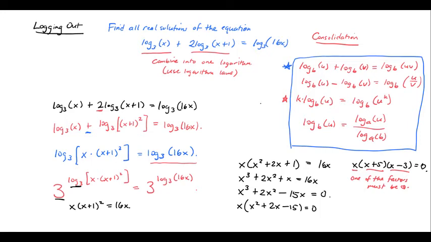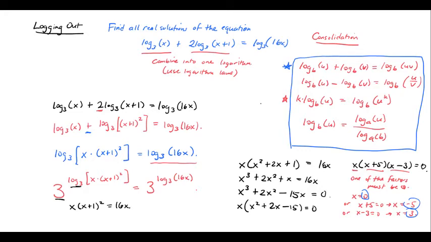Because if I multiply three numbers and get 0, one of them had to have been 0. So I must have x equals 0, or x plus 5 equals 0, in which case x would be -5, or x minus 3 equals 0, in which case x would be equal to 3. So I have three possible candidates for solutions here: 0, -5, and 3.